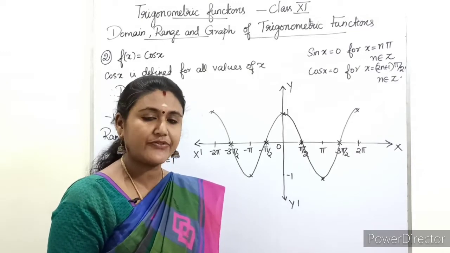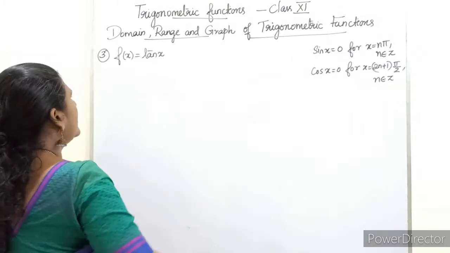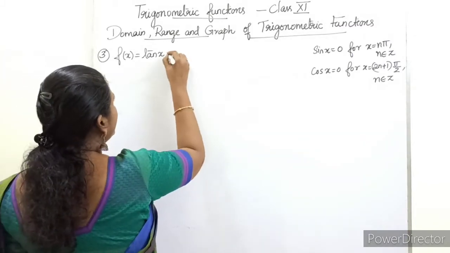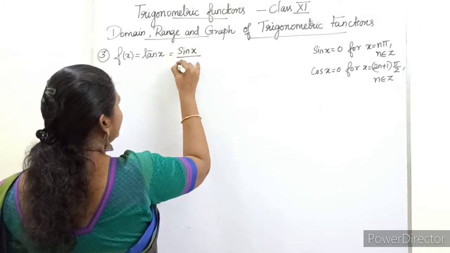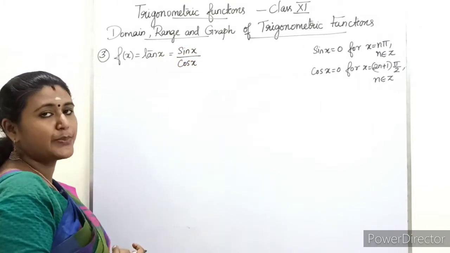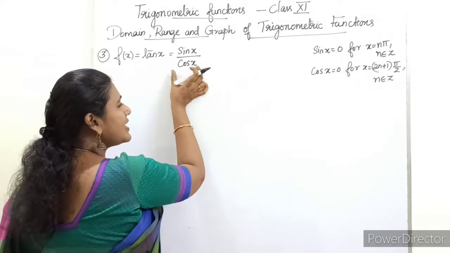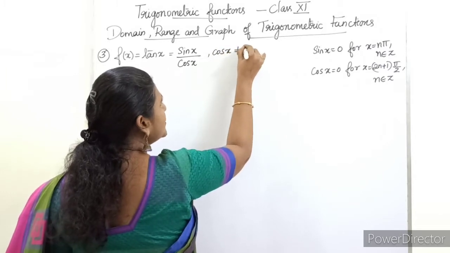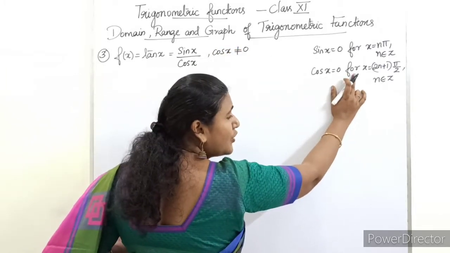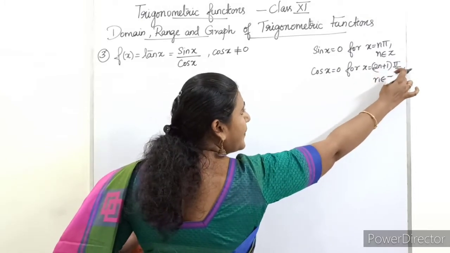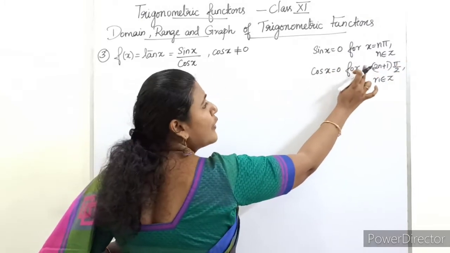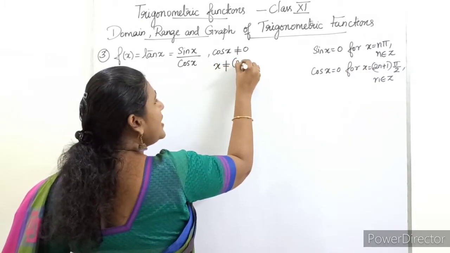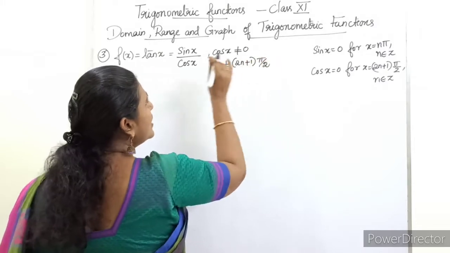Now we will see the next function, tan x. Now the third function, f of x is equal to tan x. Tan x we can define as sin x by cos x. We know that tan x is sin x by cos x, but here the denominator should not be 0. That is, the condition is cos x should not be 0. But cos x is 0 for all odd multiples of pi by 2. So this condition we can write as x should not be an odd multiple of pi by 2. So this is the condition.